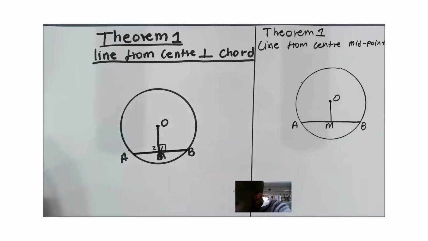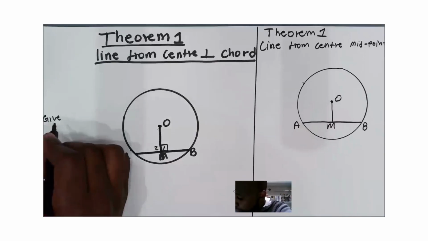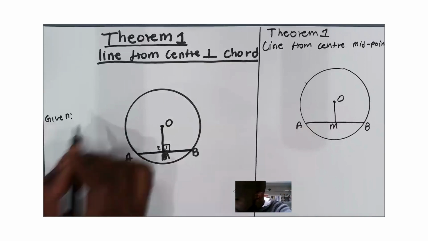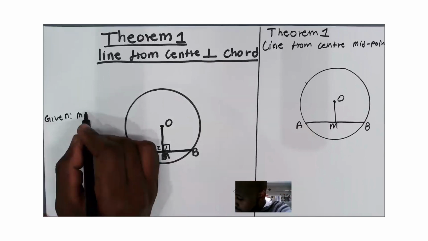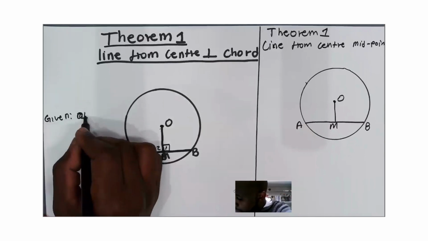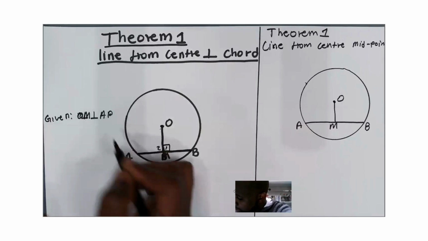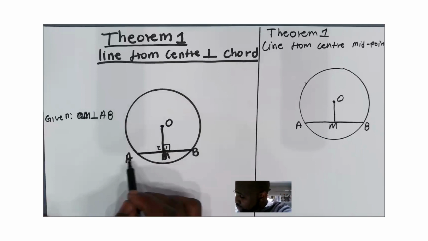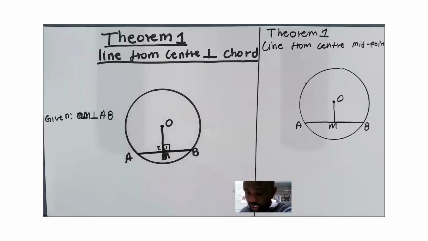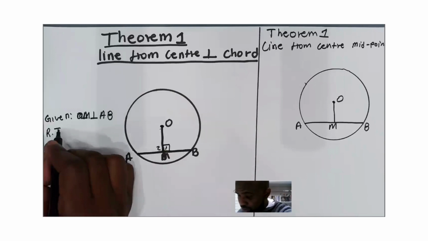So I'm just going to write the given is that OM is perpendicular to AB. That's what it's giving. So what is required to prove? Required to prove.